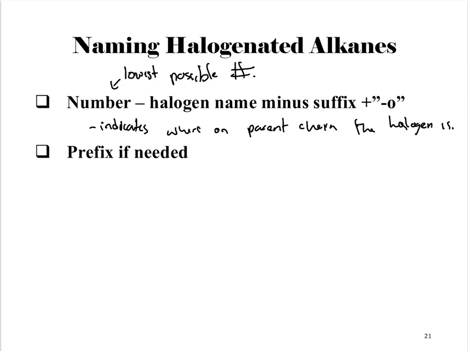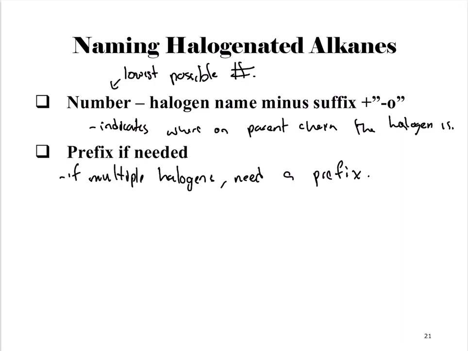But if we only have halogens on there, you're just making sure that that's the lowest possible number. And then if there's multiple halogens, you need to add a prefix. If multiple halogens, we need a prefix. I'm probably never going to give you more than 4 of the same halogen on a molecule, even if I really wanted to add a lot of them.